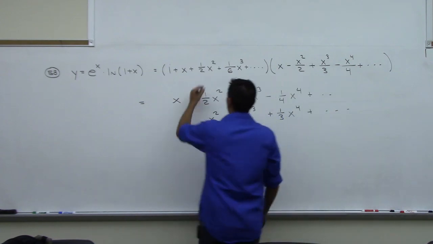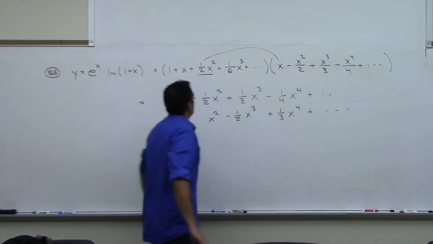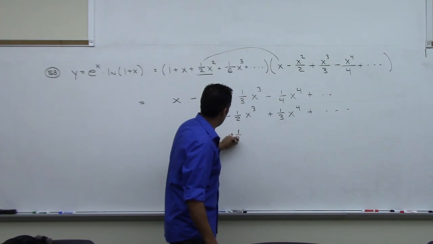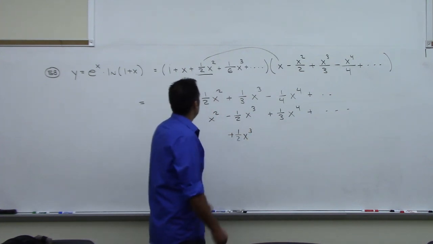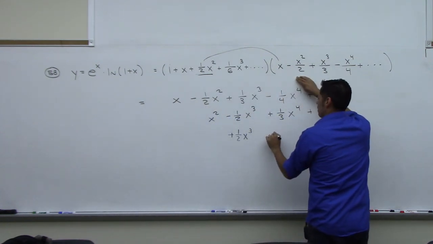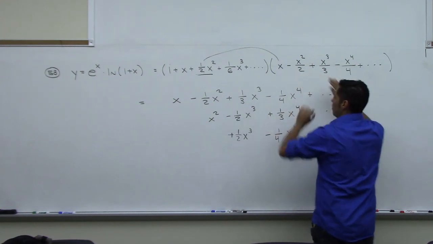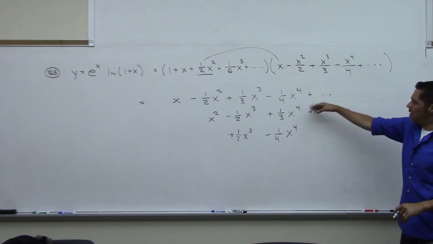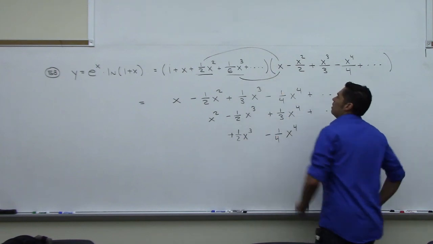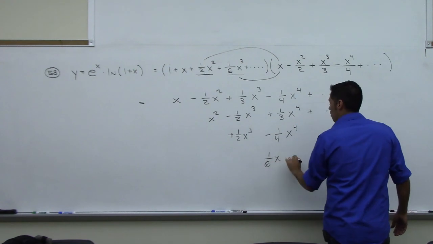And now I take this one and multiply that one through. And I'm going to get a 1/2 x cubed. I'll put that with my x cubed, so plus 1/2 x cubed. And then the next one is going to be minus 1/4 x to the 4th. And then my next one, who cares what it is, because these powers are getting too high. Now I'll take the next one and pass it through, this one to this one. I get a 1/6 x to the 4th.